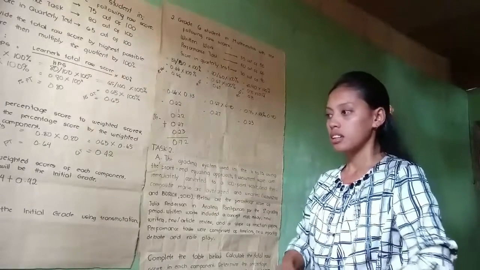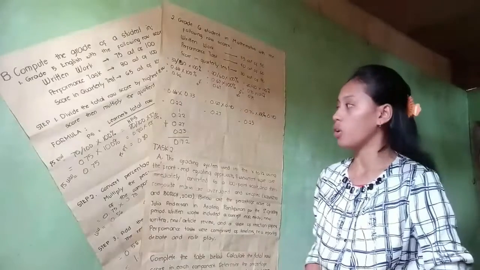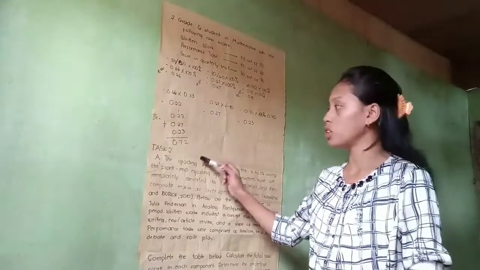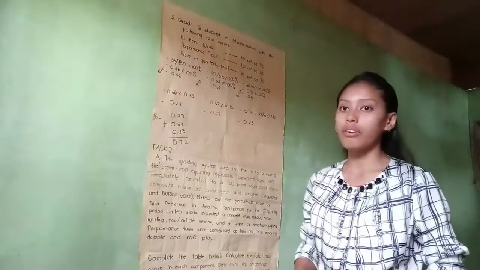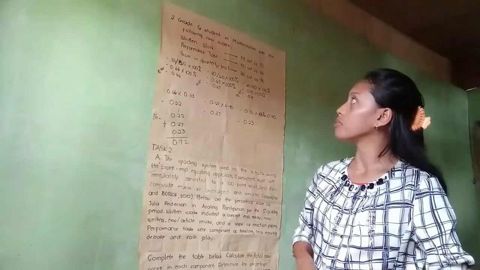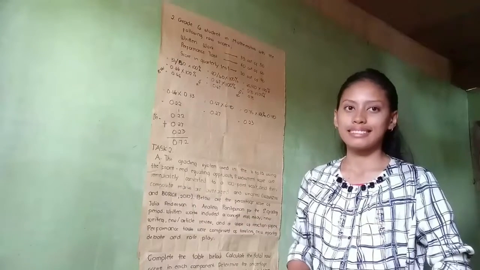And lastly, transmute the initial grade using the transmutation. Our initial grade is 0.72. The transmutation of 0.72 is 60. Therefore, the grade of the Grade 6 student in mathematics is 60.